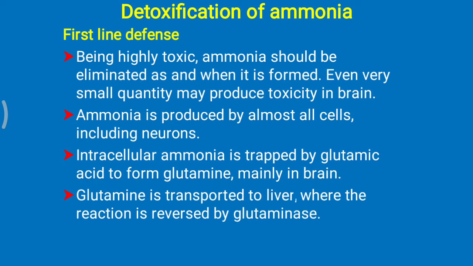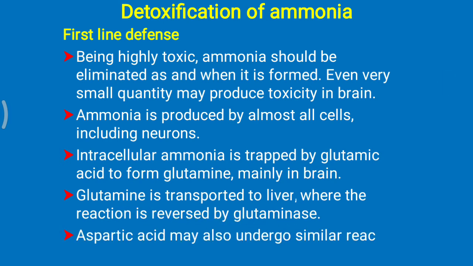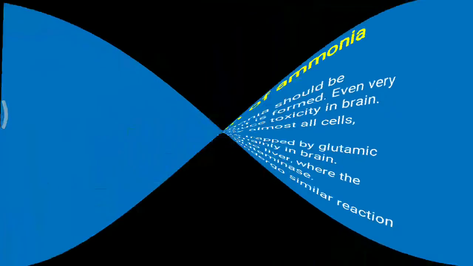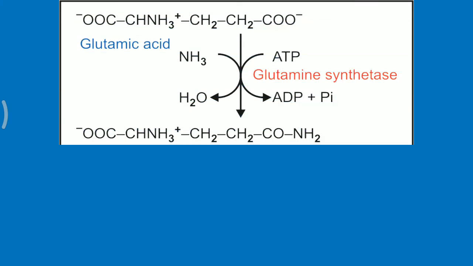Now glutamine is transported to the liver, where the reaction is reversed by glutaminase. That means glutamine is reconverted to glutamic acid or glutamate with the help of the glutaminase enzyme. Aspartic acid may also undergo the same reaction, that is, aspartic acid will convert into asparagine. In the same way, asparagine goes to the liver and is reconverted into aspartic acid. So that is the important disposal, or first line of defense, of ammonia, because ammonia is highly toxic and needs to be detoxified.